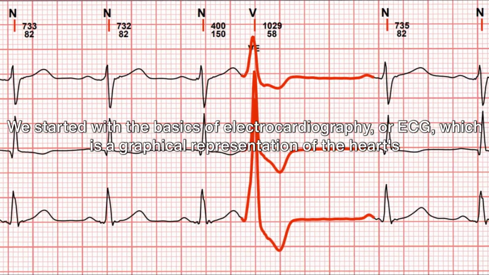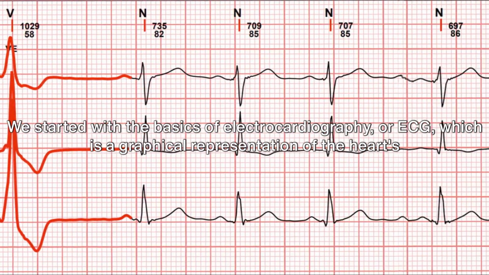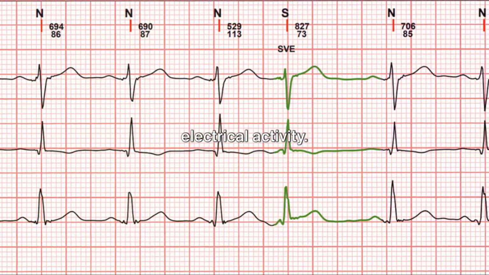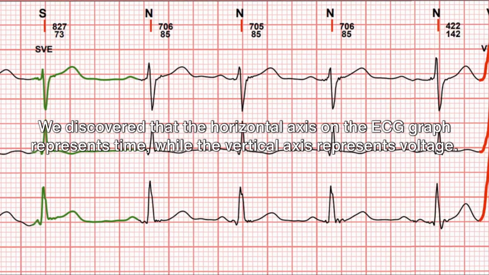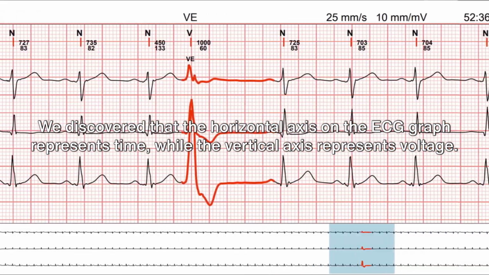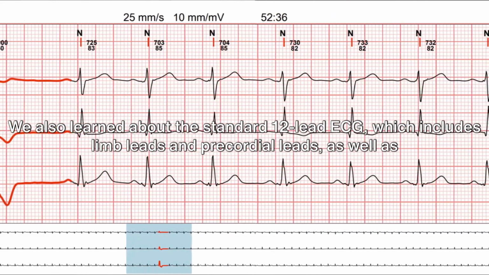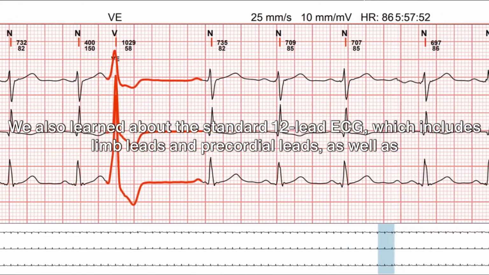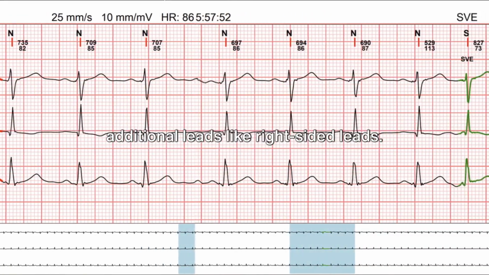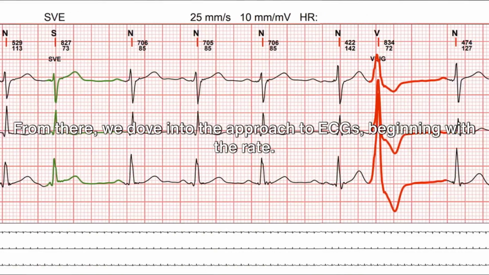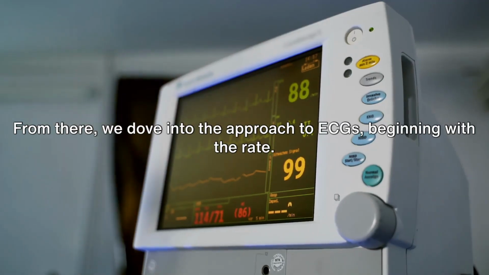We started with the basics of electrocardiography, or ECG, which is a graphical representation of the heart's electrical activity. We discovered that the horizontal axis on the ECG graph represents time, while the vertical axis represents voltage. We also learned about the standard 12-lead ECG, which includes limb leads and precordial leads, as well as additional leads like right-sided leads.